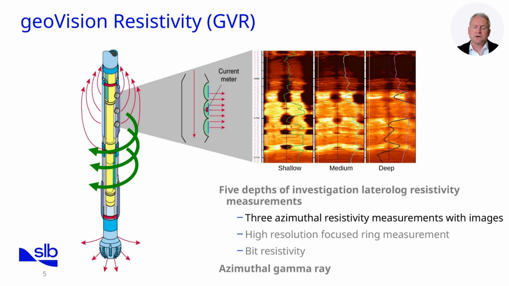The tool also includes a high-resolution focused ring measurement, which sharpens near wellbore resistivity contrast, and a bit resistivity measurement that gives data directly at the bit. Another important feature is the integration of azimuthal gamma ray. This adds lithological context to the resistivity images, helping distinguish between shale, sand, or carbonate facies. The diagram illustrates how shallow, medium, and deep resistivity investigations are acquired simultaneously.